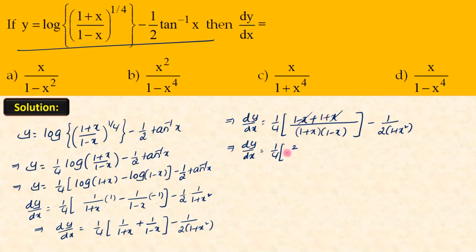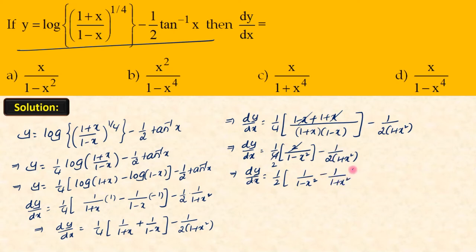1 plus 1 is 2, divided by, it is in the form of a plus b into a minus b. So it can be written as a square minus b square, that is 1 square minus x square, minus 1 by 2 into 1 plus x square. This implies dy by dx is equals to, here 2 ones, 2 twos are. In these two terms 1 by 2 is common. So here 1 by 1 minus x square, minus 1 by 1 plus x square.